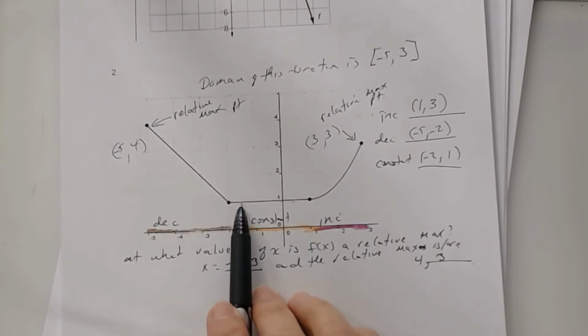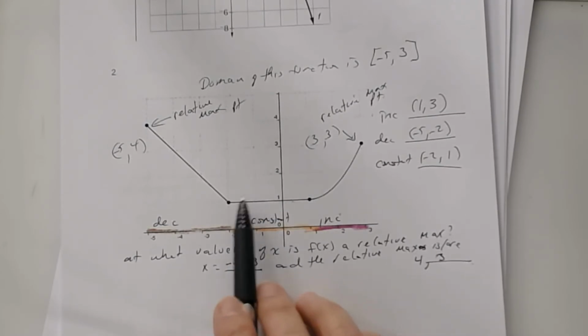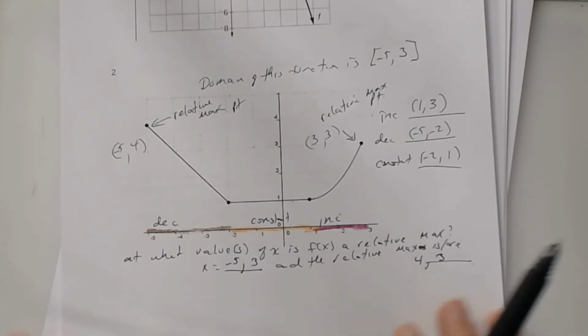A bunch, but I prefer to use what word? An infinite number of them. All these points right here are relative mins. All of them. All these are minimum values. Okay, so listen carefully.